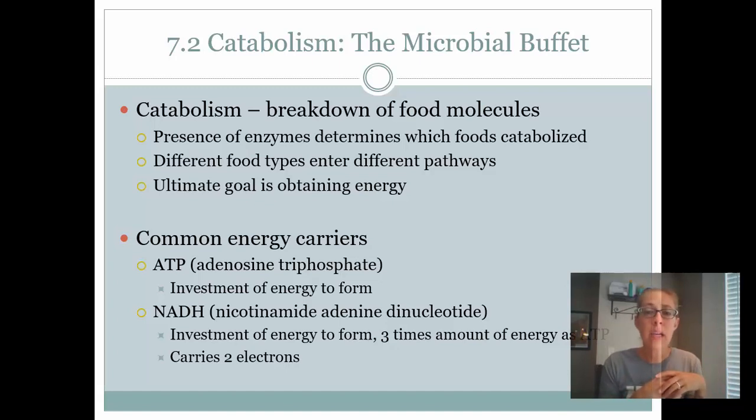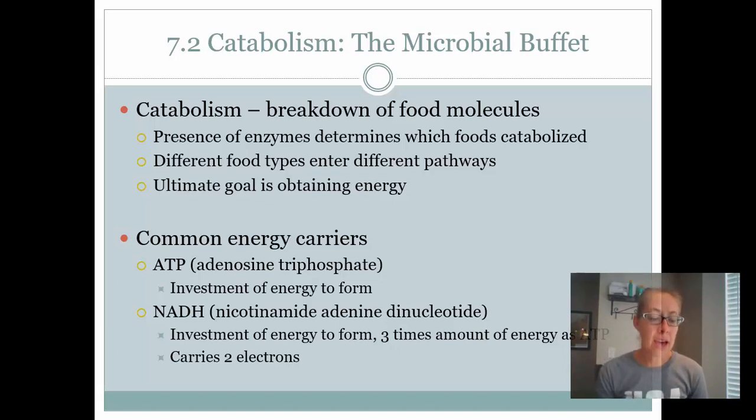And we are going to see that there are a specific set of steps that are going to occur in order for that glucose to be broken down and release the energy that's stored within it. That energy will ultimately go on to make ATP, that energy molecule that we've talked about before.